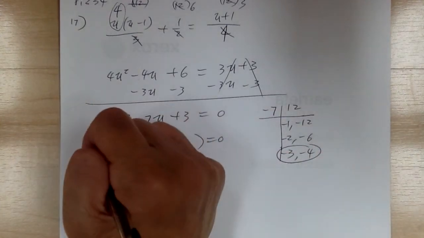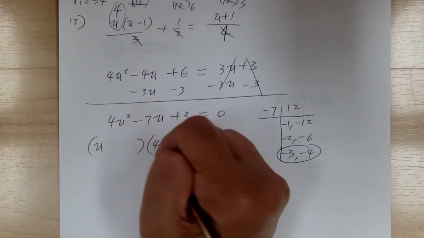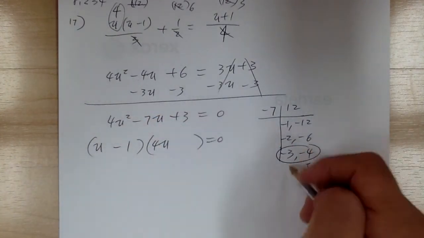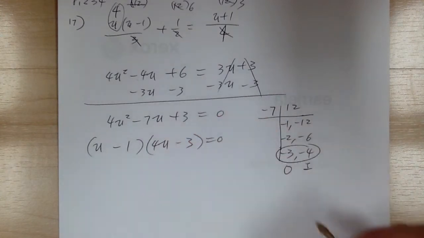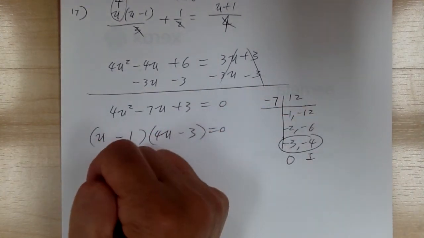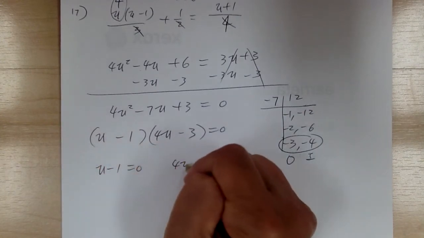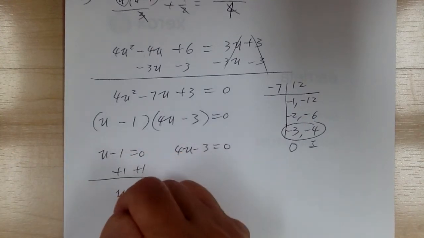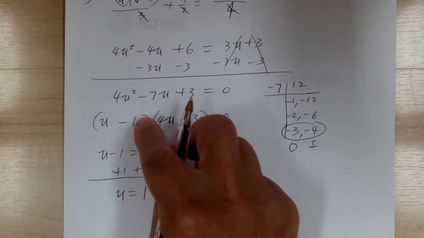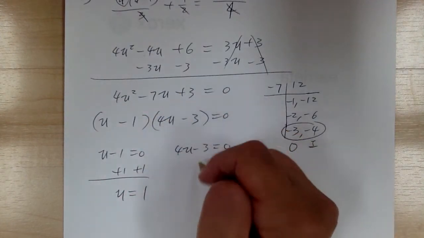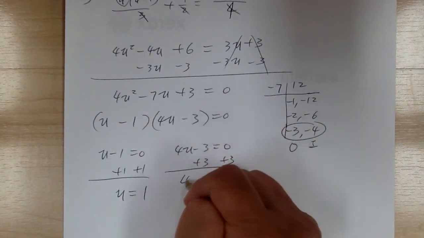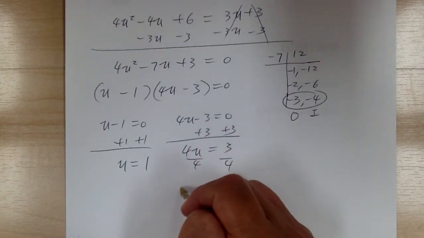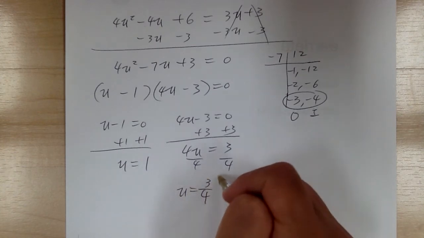Now, this you always start with the lowest and the highest. So this one's going to work. This would be the inside, so it'd be minus 1, and this would be the outside, so it'd be minus 3. So set equal to 0. So u minus 1 equal to 0, and 4u minus 3 equal to 0. This one is just plus 1, and you get u equal to 1. You can see it from here. This one you have to plus 3 on each side. So you got 4u equal to 3, divide by 4, divide by 4. So you got u equal to 3 over 4.